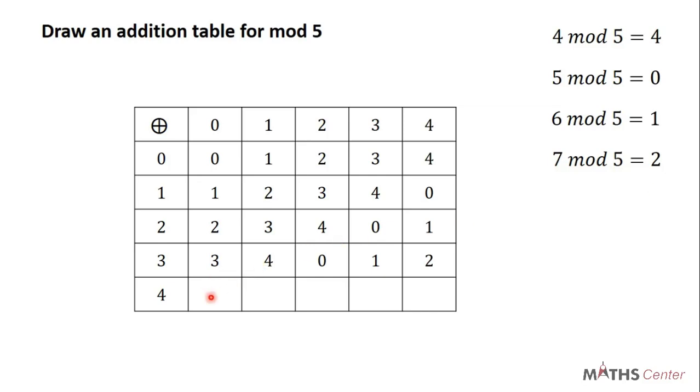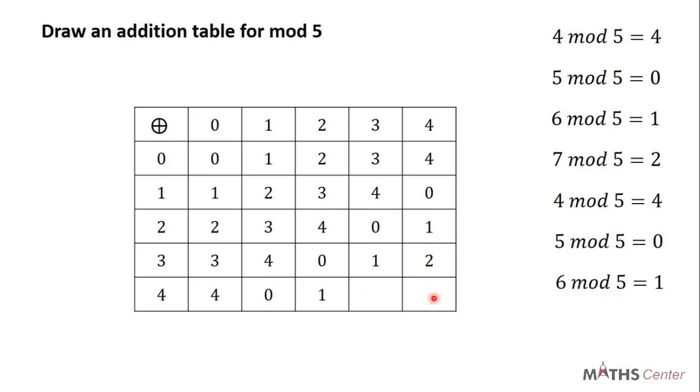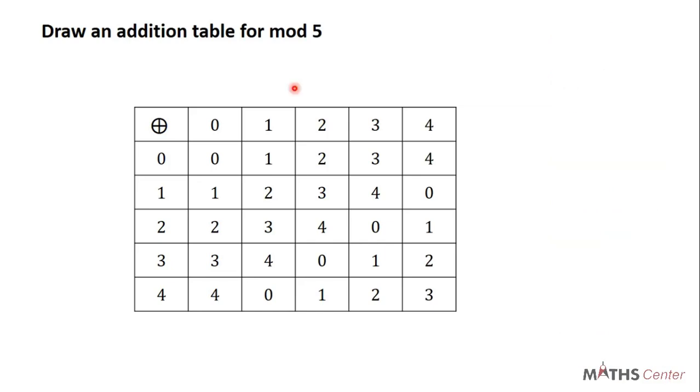Let's move on to the last rule. 4 plus 0 is 4. 4 in mode 5 is 4. 4 plus 1 is 5. 5 in mode 5 is 0. 4 plus 2 is 6. 6 in mode 5 is 1. 4 plus 3 is 7. 7 in mode 5 is 2. And finally, 4 plus 4 is 8. 8 in mode 5 is 3. So we have now completed our addition table for mode 5.